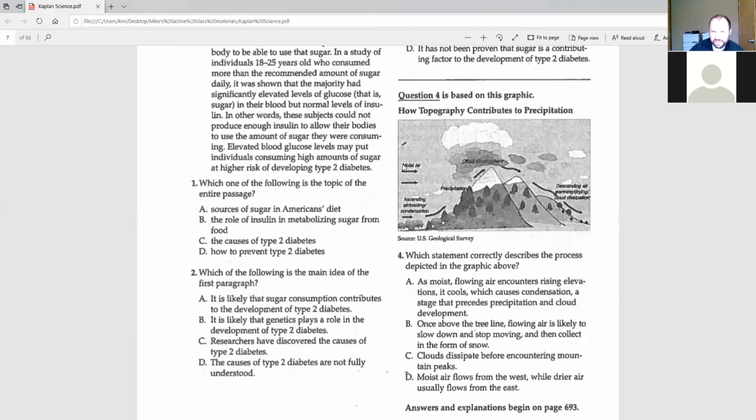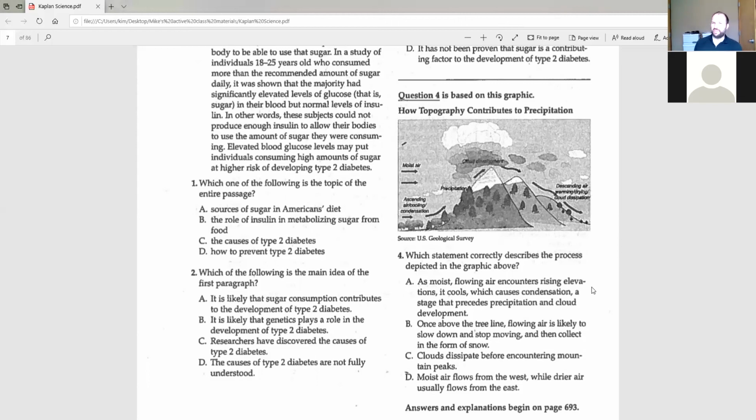So we have moist air, and we have ascending air and condensation. Here we have precipitation. We have cloud development. Then over here we have descending air. Oh, I think that says cooling. Down here it says descending air, warming, drying, and clouds dispersing.